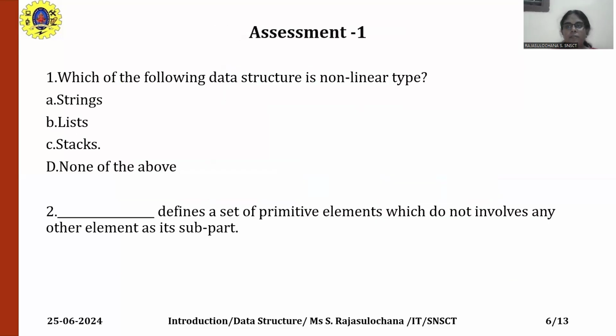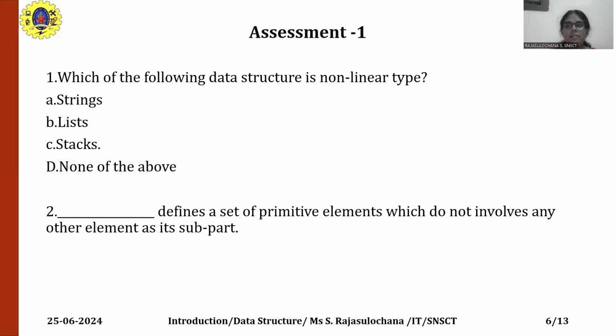So here is one assessment for you based on the previous and today's discussion. Which of the following data structures is non-linear type? There are four options given: strings, list, tag, and none of the above. Do you remember the non-linear data type we have seen in the previous slide? Here, string we haven't seen, right? So string is not a non-linear data type.